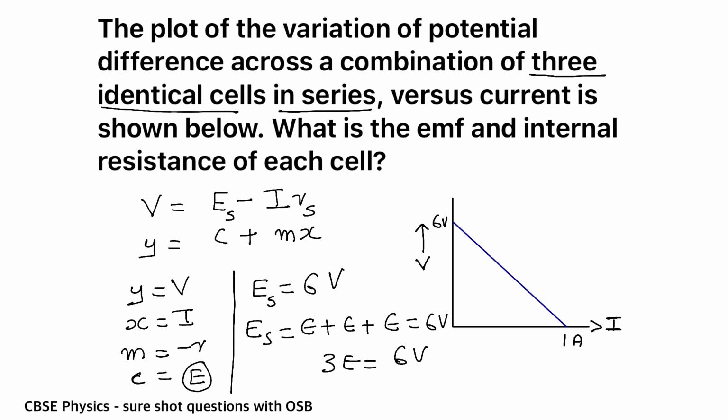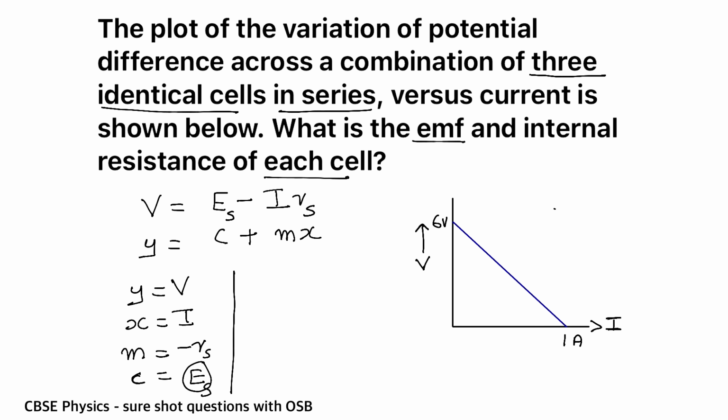Correct, right? So what is the EMF of one cell? EMF of one cell is equal to 6 by 3, that is 2 volt. Hope all of you understand. So we got the first one, the EMF of each cell, that is 2 volt. Clear, right? So we found the EMF of each cell. Now we have to find the internal resistance of each cell.